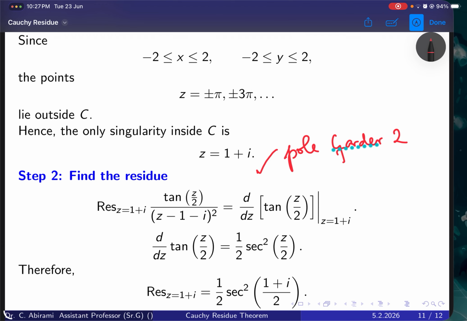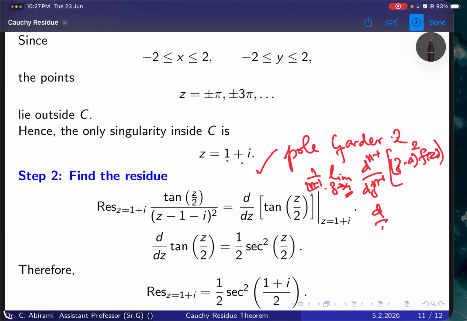Once again we are going to use the same formula. Because of a pole of order 2, it is limit z tends to a, 1 by (n-1) factorial, limit z tends to a, d^(n-1) by dz^(n-1) of (z - a) the whole squared into f(z). You can substitute here, put n equal to 2, 2 minus 1, 1 factorial. In the place of a you can write 1 plus i. Put n equal to 2, so 2 minus 1, d by dz of (z - (1 + i)) the whole squared into f(z).